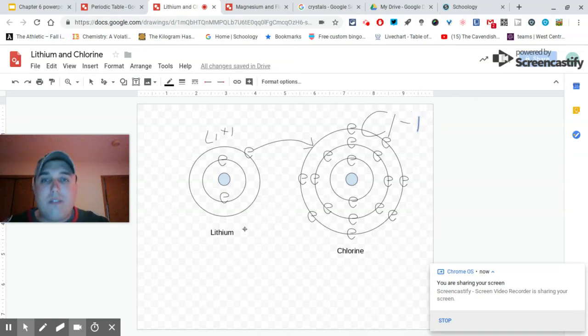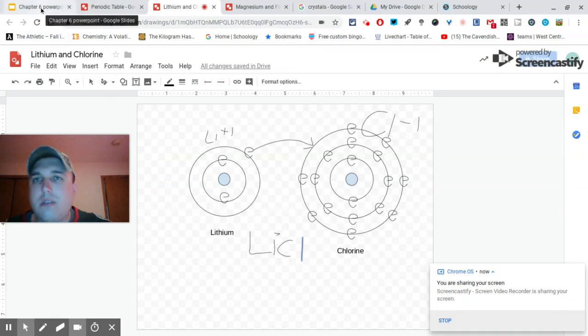And the last thing to do to finish this off is to write the chemical formula. It will be LiCl. Wow, my handwriting is brutal. Okay. And that's all you got to do. Show the arrow for the bond forming, show the ions +1, -1, and write the chemical formula.